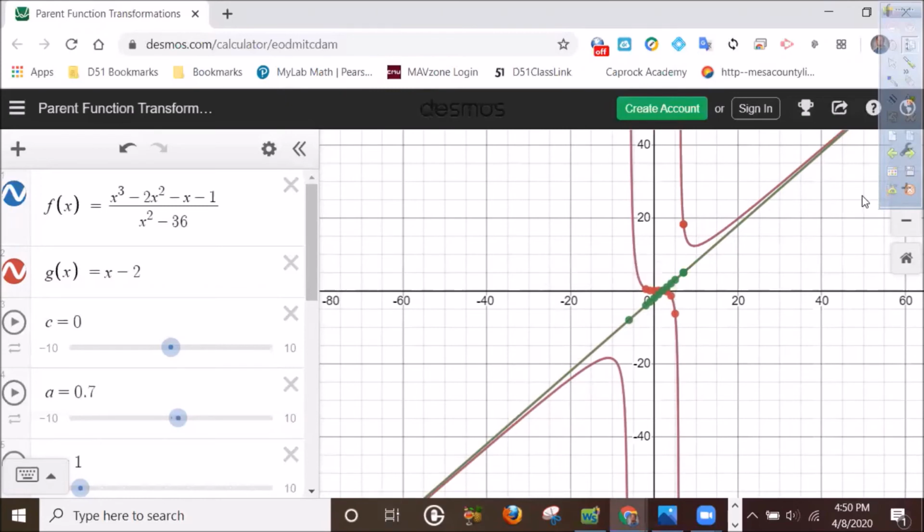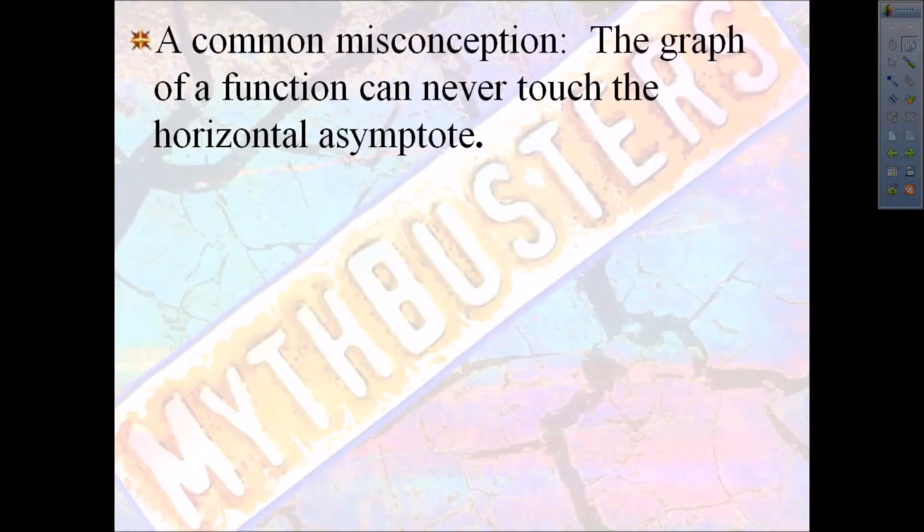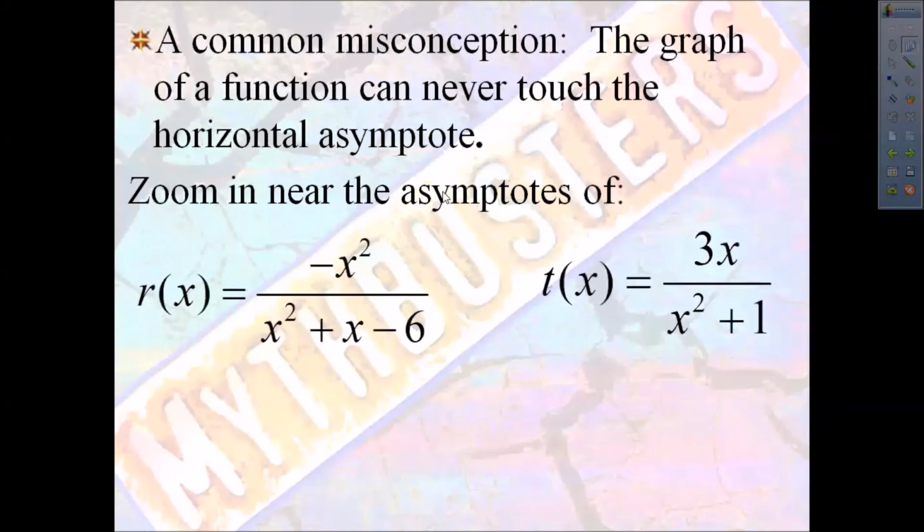Finally, I want to clear up one common misconception that people have about asymptotes. Some people think that a graph of a function can never touch an asymptote, and while that is true of a vertical asymptote, it is not true of horizontal asymptotes. It is okay for a graph to touch the horizontal asymptote, as we'll see in a couple of examples here.